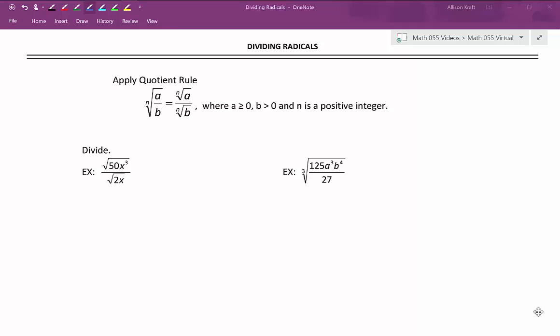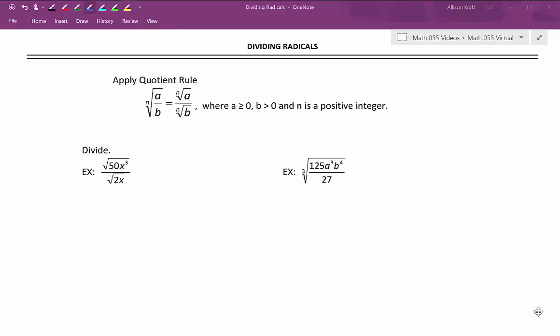In this video, we'll be dividing radicals. Just like we have product rule for radicals, we have quotient rule for radicals. And quotient rule says that if you have a quotient underneath of a radical, you can break it up into the nth root of the numerator over the nth root of the denominator.